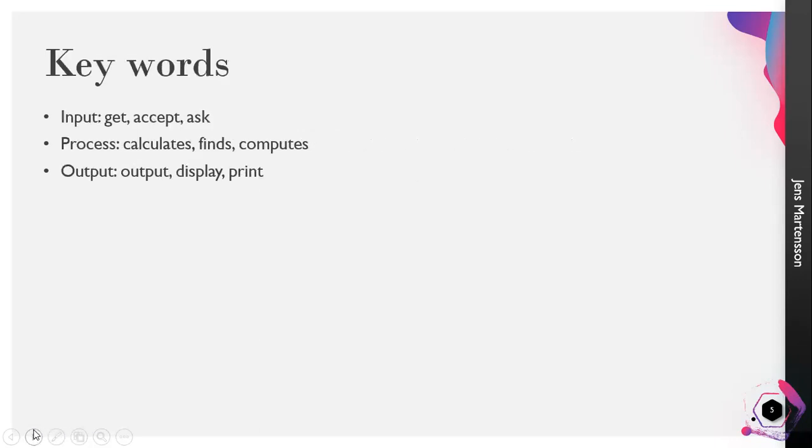Some keywords that we want to consider that will indicate an input: words like get, accept, ask. And remember, I said that these are not the only words. There are others, but these are just a few. For your process, you want to look for words like calculates, finds, computes. And for your output, you want to look for words that say things like output, display, and print.